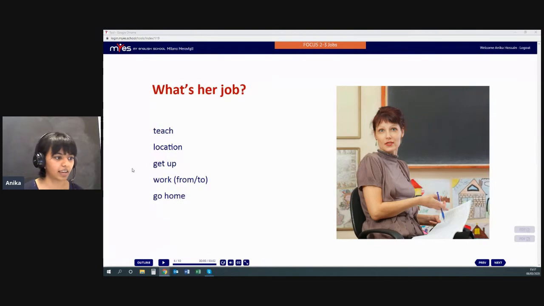Let's talk about location. Where does she teach? Does she teach in an office? No, she doesn't. She teaches at school, or she works in a school. Okay, she works in a school. Get up, what does it mean? So getting up means in the morning when you get out of bed, you get up. Okay, so since she is a teacher for kids, I imagine her getting up really early to go to school on time.